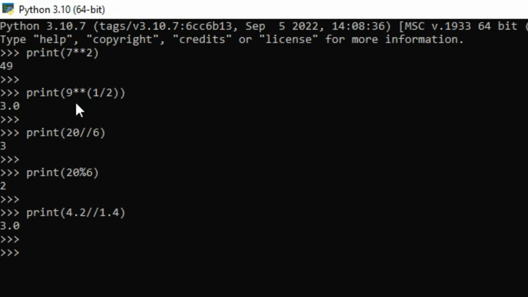Do you remember in mathematics when you have an exponent of 1/2, it pretty much does a square root. So in this case, 9 star star and then the half right there. It's basically 9 to the power of 1/2. That's just basic math. And as you can see down here, it has a point 0.